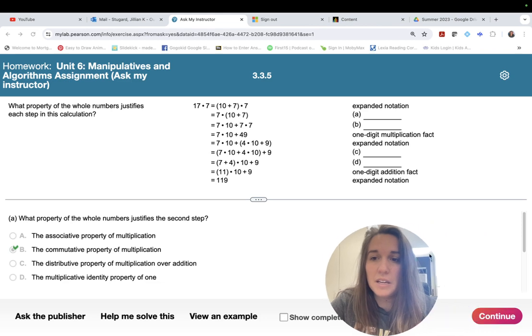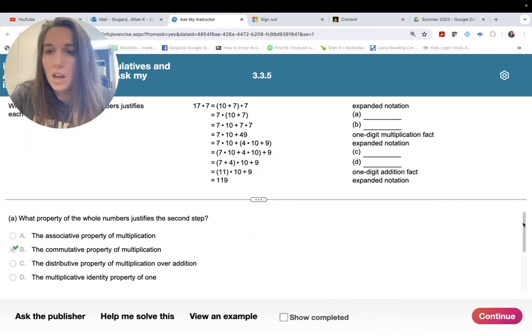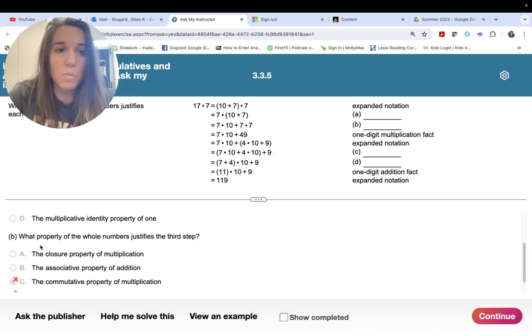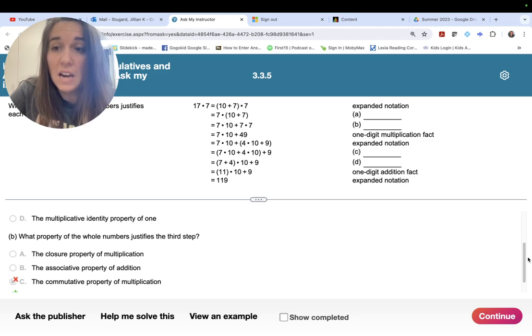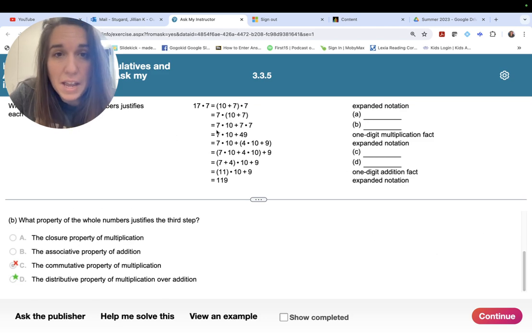Part B says, let me move myself out of the way here. Part B says what property of the whole numbers justifies the third step. So if we look down here, okay, at this third step, so now we've started with 7 times quantity 10 plus 7, and we've changed that to be 7 times 10 plus 7 times 7.